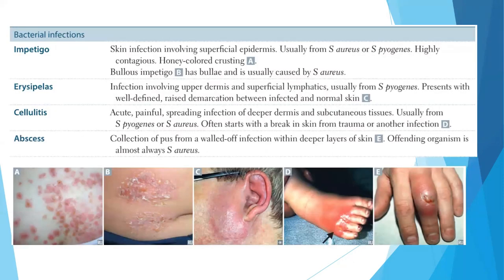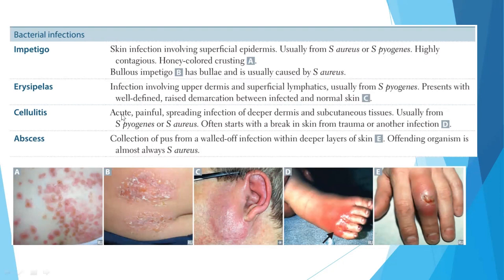Now let's review the bacterial infections portion of First Aid. Impetigo is a skin infection involving the superficial epidermis, usually from Staph aureus or Strep pyogenes, but the more common of these two is Staph aureus. It is highly contagious and has honey-colored crusting. Bullous impetigo has bullae and is usually caused by Staph aureus. So always choose Staph aureus.